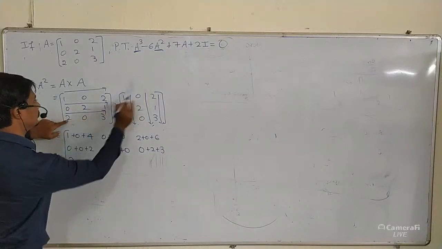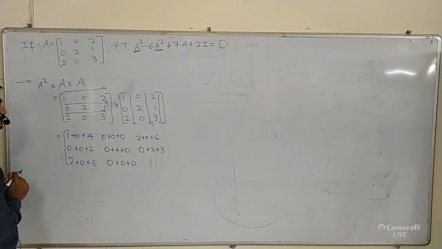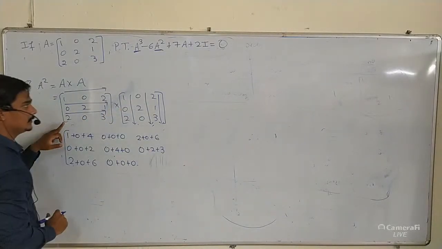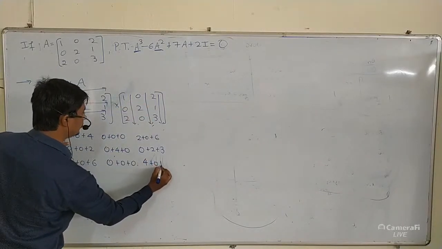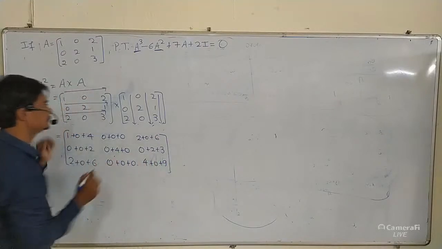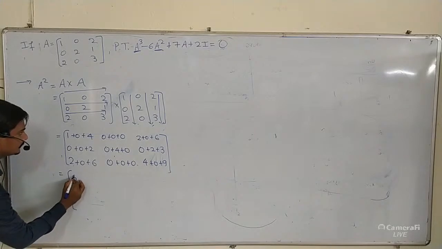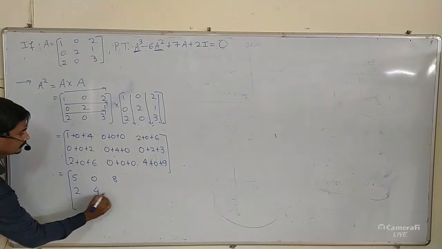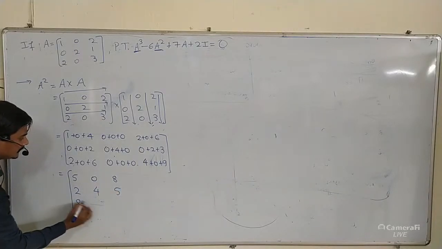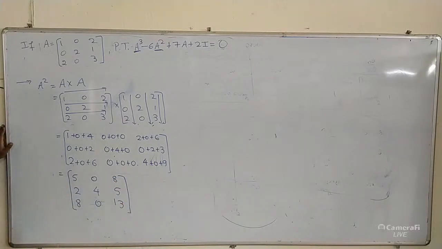Third row, second column: 2 into 0 is 0, 0 twos are 0, 3 zeros are 0. Third row, third column: 2 twos are 4, 0 ones are 0, 3 threes are 9. So what do we get? This is 5, 0, 8, 2, 4, 5, 8, 0, 13. This is our A square matrix.